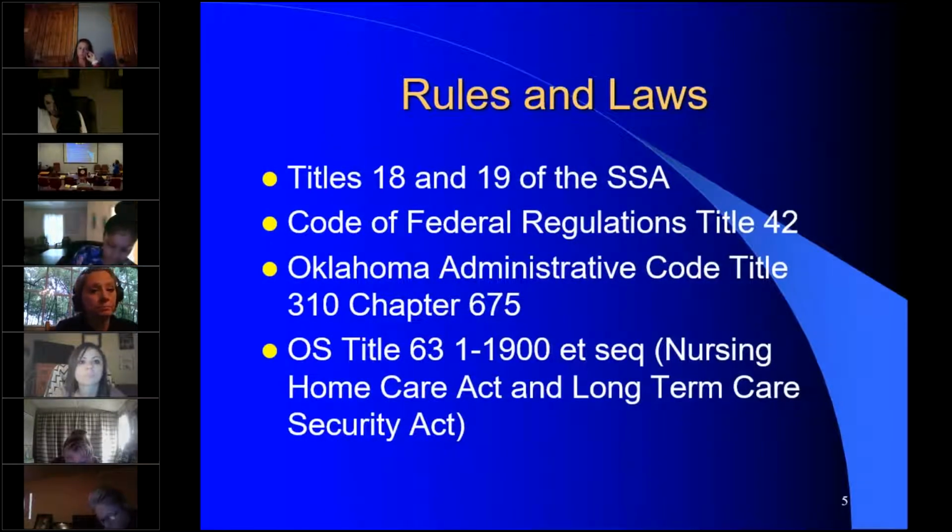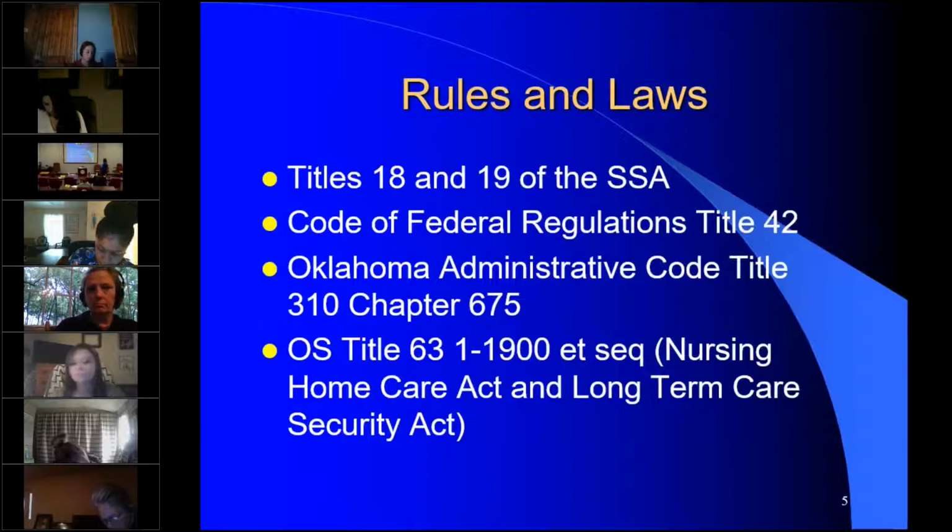Okay, laws and rules. We are governed by Title 18 and 19 and the Code of Federal Regulations, as well as the Oklahoma Administrative Code. So different tag sets, for example, you are cited F tags. Those are the federal tags if you're a nursing home. And L tags, those are the licensure tags. So that's state guided if you're a nursing home. Those are where those come from.